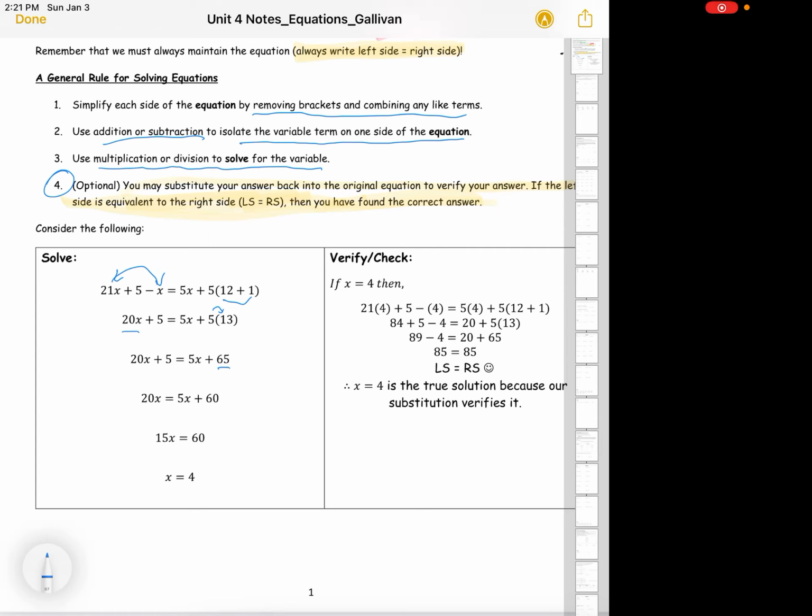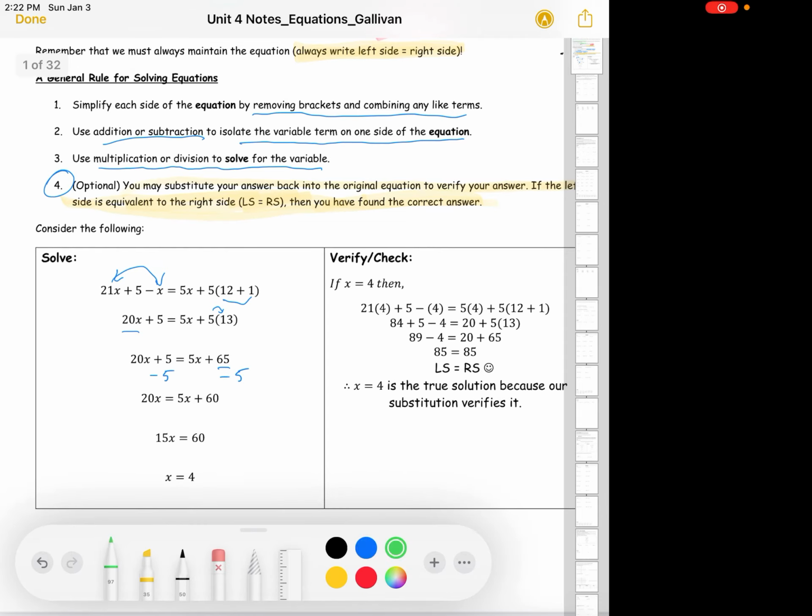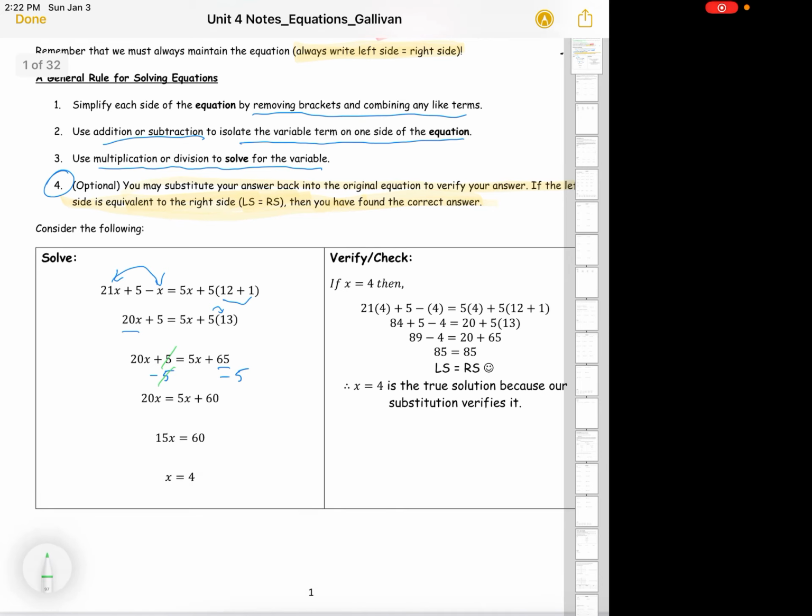Now what you notice is that I always think about you want to get all your x's on one side and all your non-x's on the other side. So we're going to subtract 5 from both sides. When I do that, well, 5 subtract 5 equals 0. 65 subtract 5 equals 60.